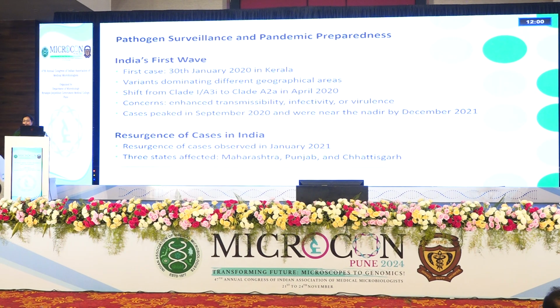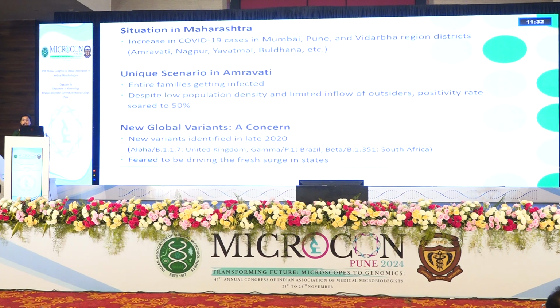I'll take a minute to give an example here. Looking back at India's first wave of the SARS-CoV-2 pandemic, various variants dominated different regions, with a notable shift in variants by April 2020. The wave peaked in September 2020 and began to decline thereafter. However, the country noticed a resurgence of cases in January 2021, predominantly in 3 states, that is Maharashtra, Punjab and Chhattisgarh. In Maharashtra, apart from the major cities like Mumbai and Pune, a significant rise in cases was seen in districts of Vidarbha, in particular Amravati.